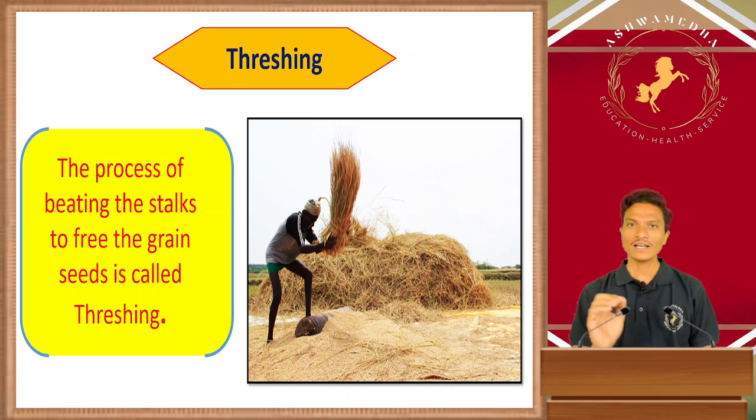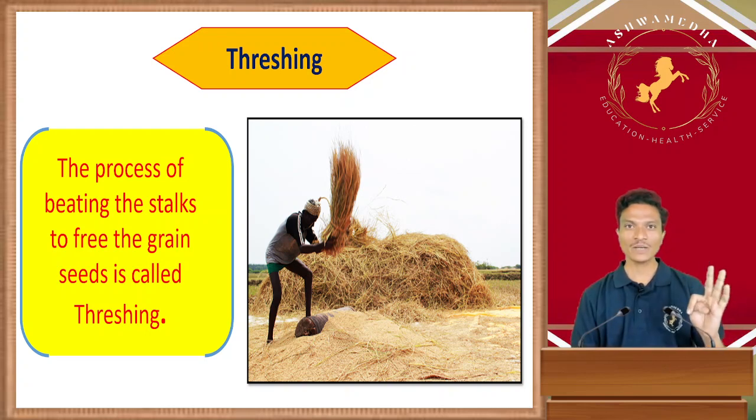You can explain in your own words. There is no exact written definition. You can frame a definition which gives a similar meaning to this definition. That is left to you people. You should be very aware of such things. You should frame your own sentences. Then only you can attract the evaluator also. Okay? Yes. Now we have learned two methods, that is handpicking and threshing.